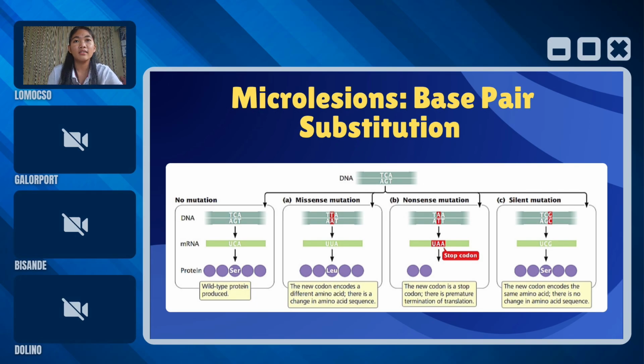Lastly, we have the silent mutations. A DNA change doesn't alter the amino acid sequence of the encoded protein due to the redundancy in the genetic code. For example, the coding strand of the DNA alters one nucleotide from TCA to TCG, which is the corresponding mRNA codon as UCG. This new codon encodes the same amino acid. Both UCA and UCG code for the serine amino acid, and there is no change in amino acid sequence.